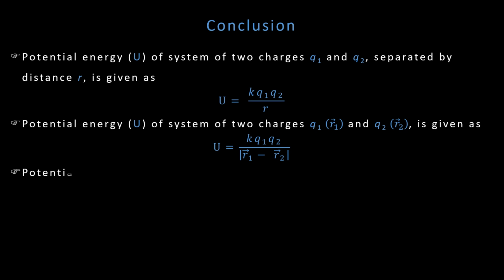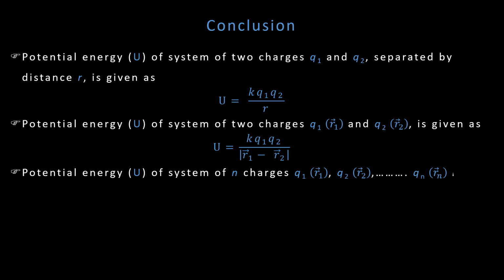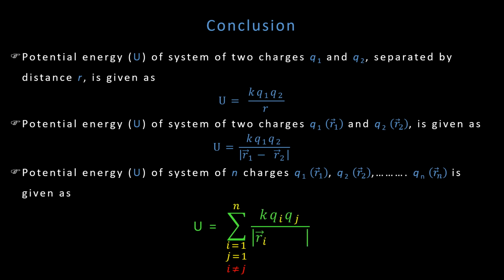And what if you have n charges, say q1, q2, q3 up to qn with position vectors r1, r2, r3 up to rn? How do we determine the potential energy of such a system? There you will need to see how many pairs are being formed, find the potential energy due to each individual pair, and then sum up the individual potential energies. So this last one is the formula indicating the potential energy of a system of n charges.